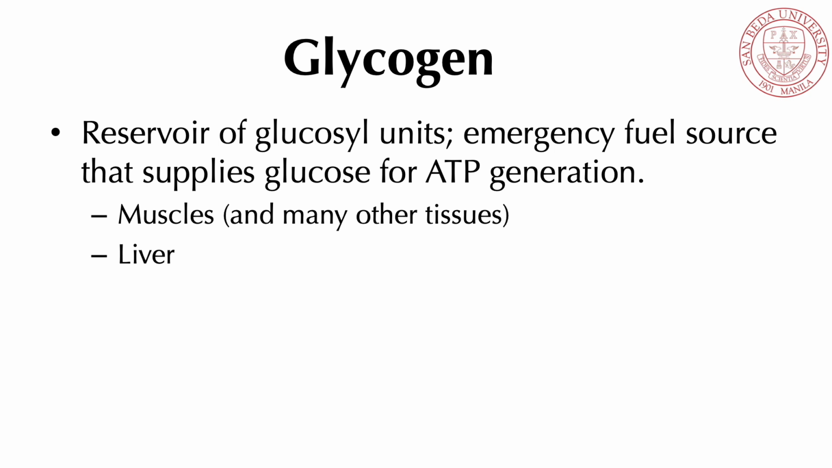The concentration of glycogen is higher in the liver than in muscle, that is 10% versus 2% by weight, but more glycogen is actually stored in skeletal muscle overall because of its much greater mass.